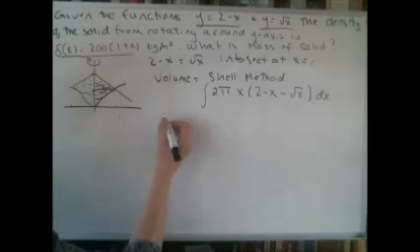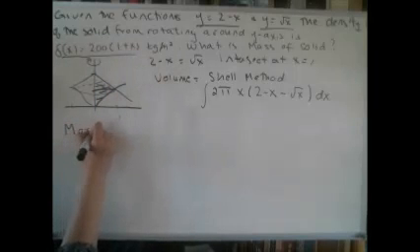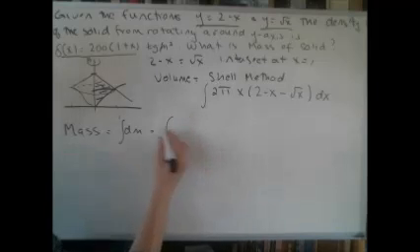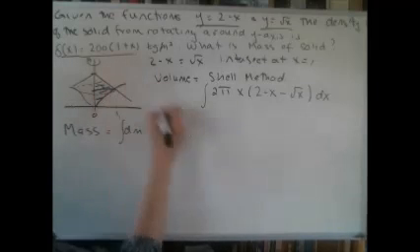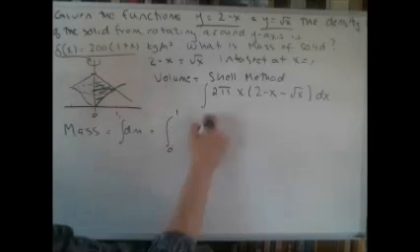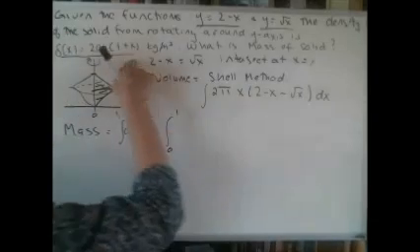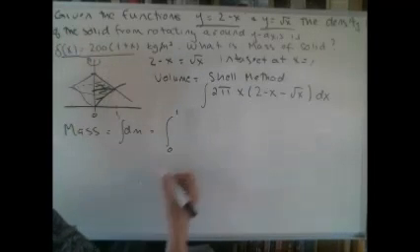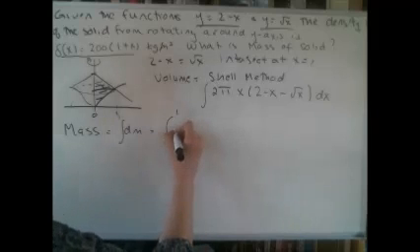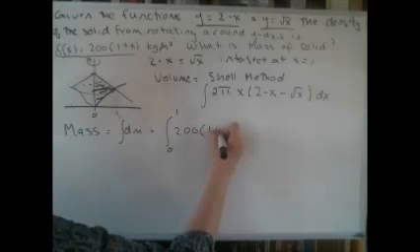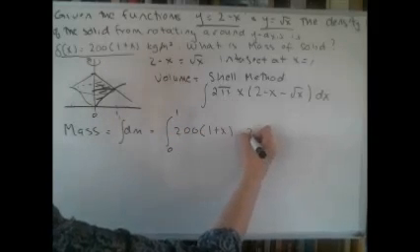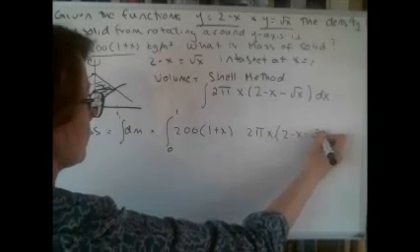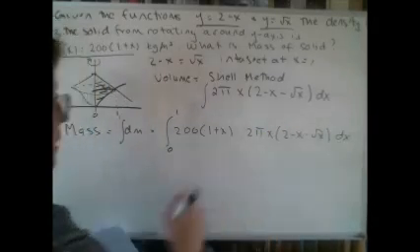However, to calculate the mass, we're going to go again from 0 to 1. That's where these things intersect each other. We're going to take the volume times the density, and that's going to give us our overall mass. So I'm going to put our density in, which is 200 times 1 plus x, and I'm going to multiply that by the volume, dx.